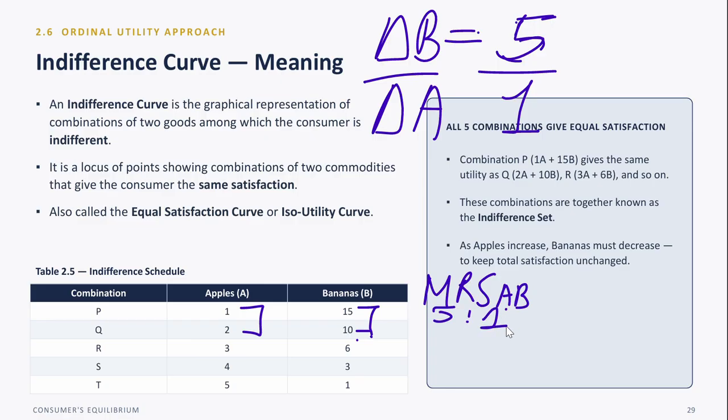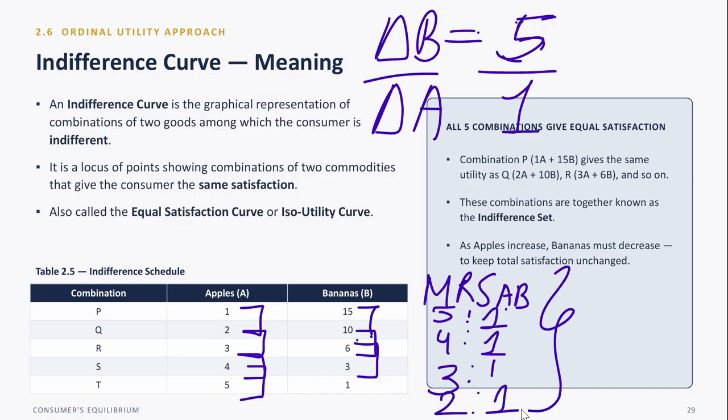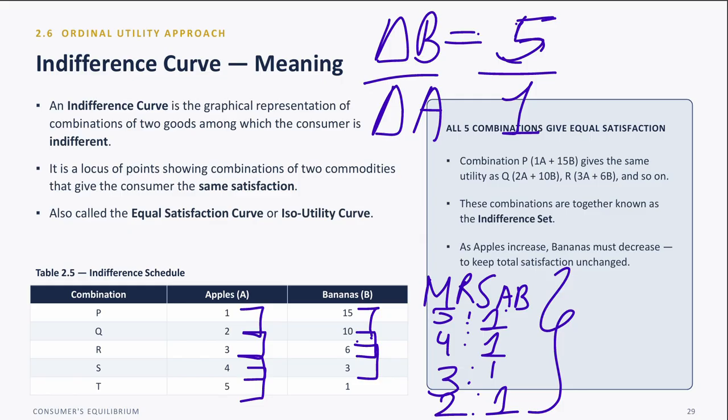Then can you see, in order to move from the second to the third unit of apples, I have to sacrifice 4 bananas. So it goes 4:1. From 3 to 4, I have to sacrifice 3 bananas. So 3:1. From 4 to 5, I have to sacrifice 2 bananas. So 2:1. So this is your MRS. It is the rate at which one commodity can be substituted with another commodity, keeping the total satisfaction unchanged.